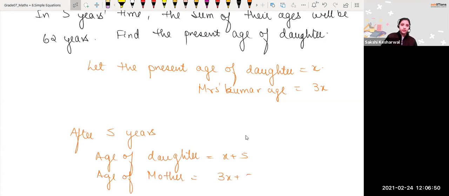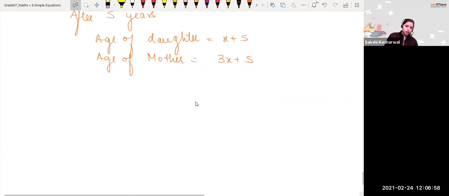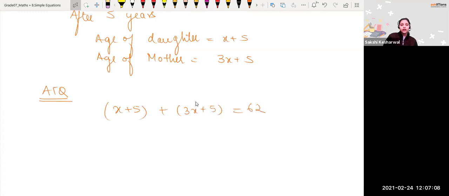Now the question says that the sum of their ages is 62. So you have to just add it up, right? According to the question, it will be x plus 5, that's the age of the daughter, plus the age of the mother, 3x plus 5, is equals to 62. Now x and 3x are like terms. So 1x plus 3x is 4x, and 5 plus 5 is 10, is equals to 62.